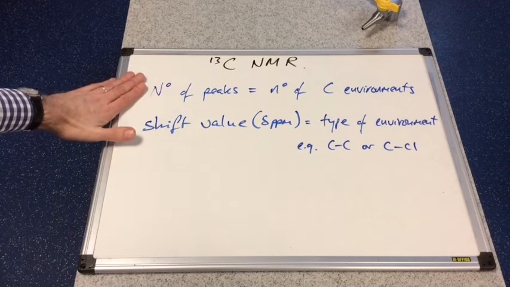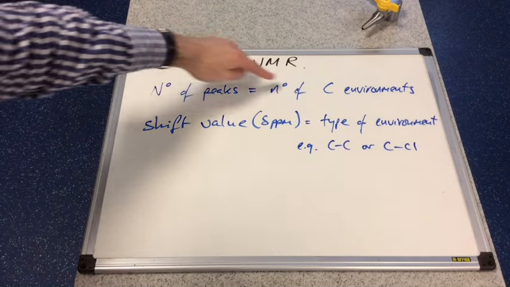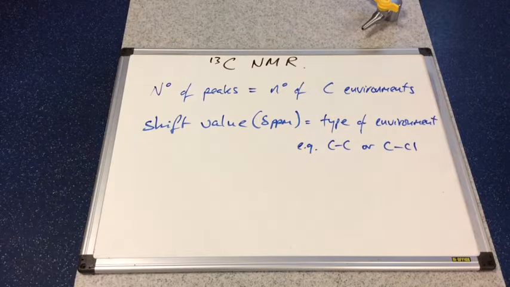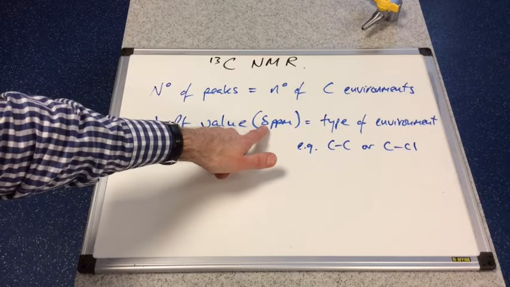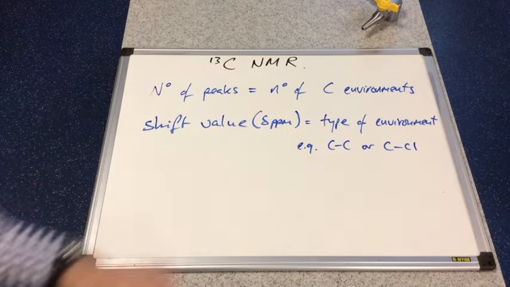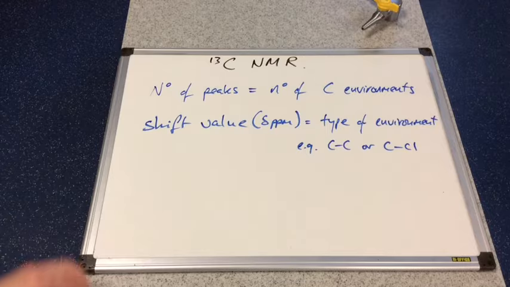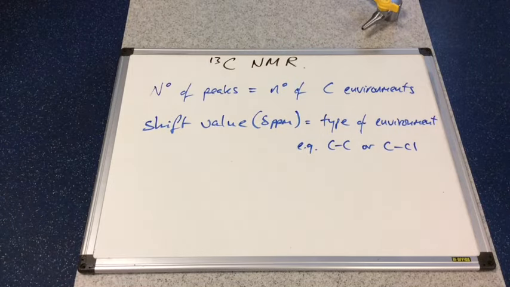The number of peaks in a carbon-13 NMR spectrum tells you the number of carbon environments. So we had one peak in an ethane spectrum because there's only one environment. We would say those carbons are equivalent. The shift value, remember that's measured in delta, they're using the delta scale. Parts per million are the units, and that tells us the type of environment.